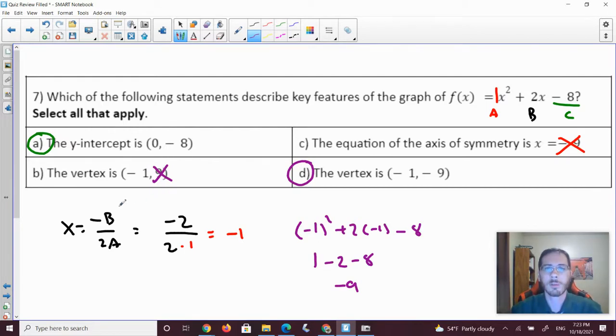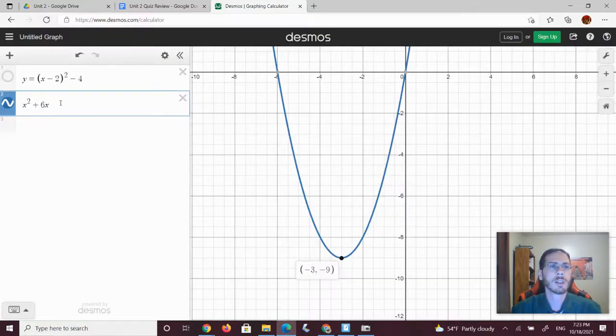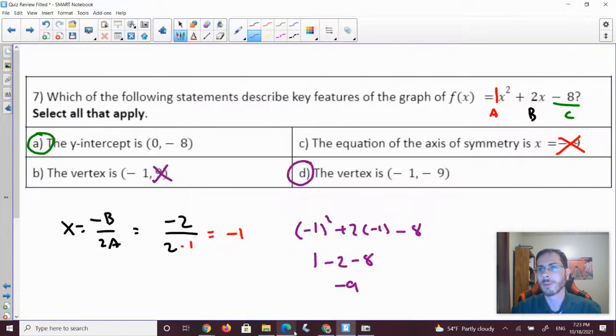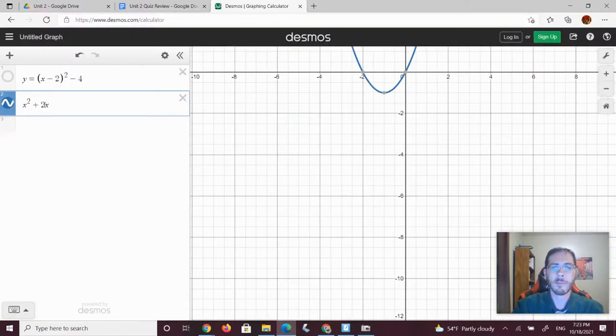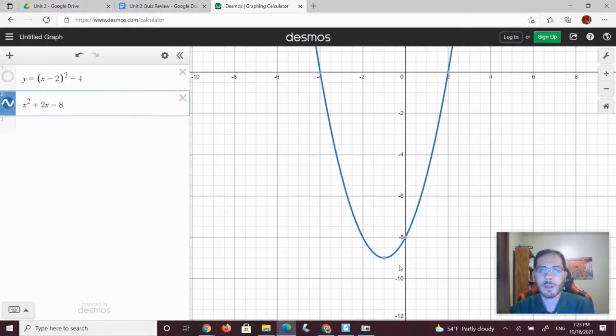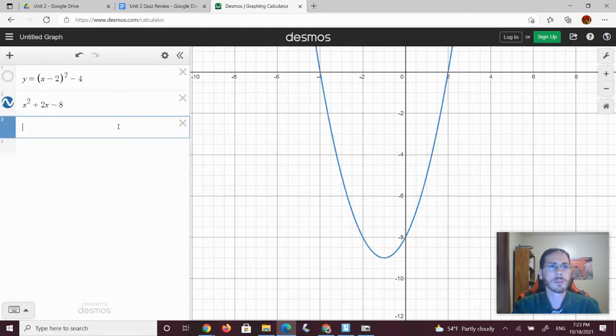Again, if we're stuck, we plop it in, we check out the graphical version. So we get x squared, I completely forgot what it was, x squared plus 2x minus 8. All right, so down here, the vertex is at negative 1, negative 9, and we can imagine our axis of symmetry, x equals negative 1.